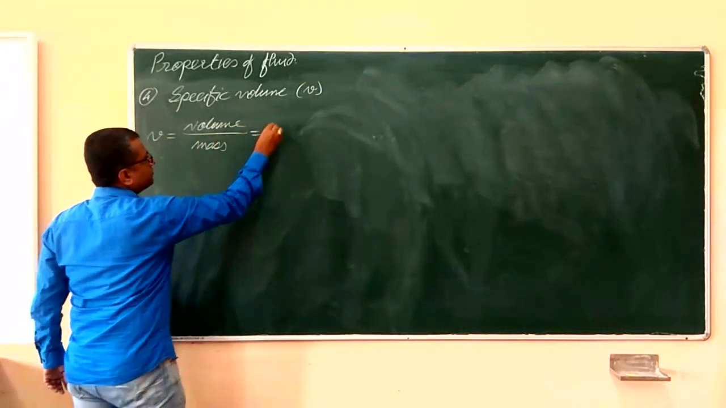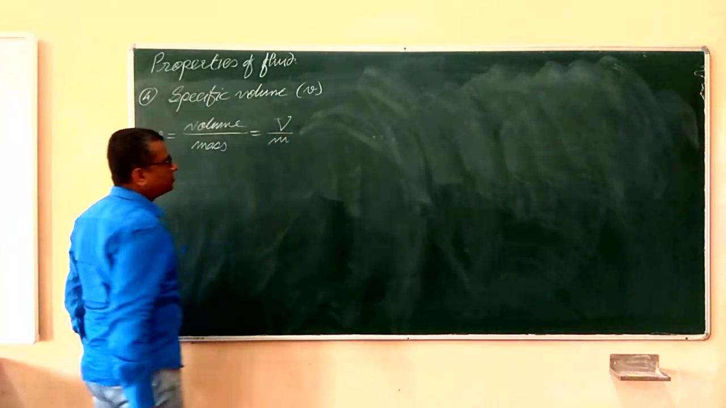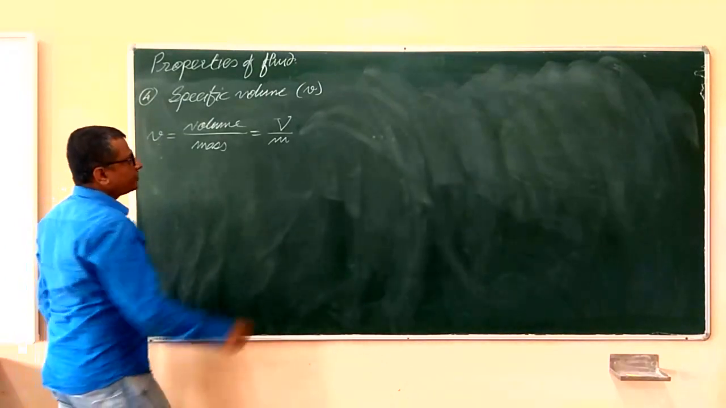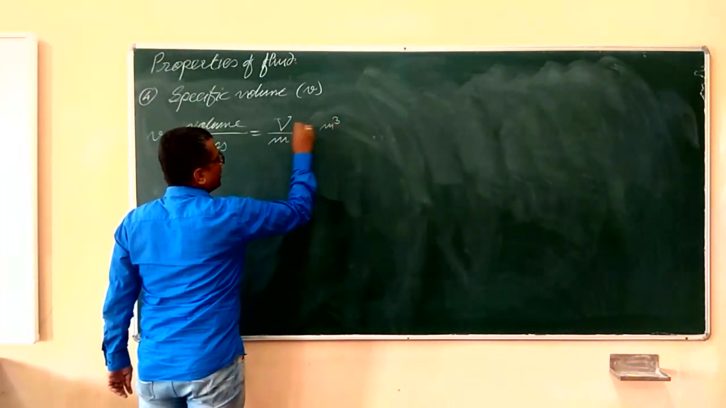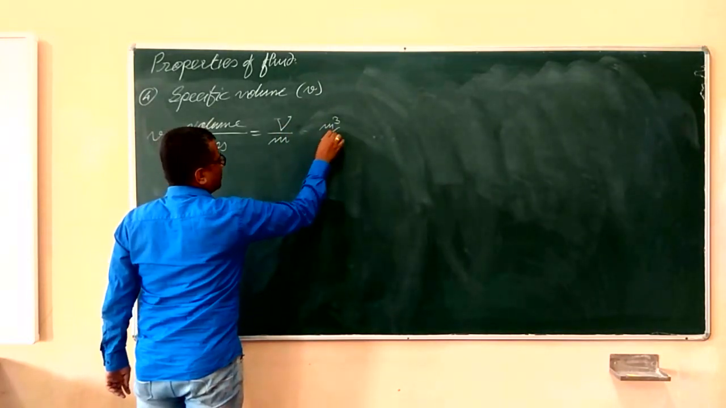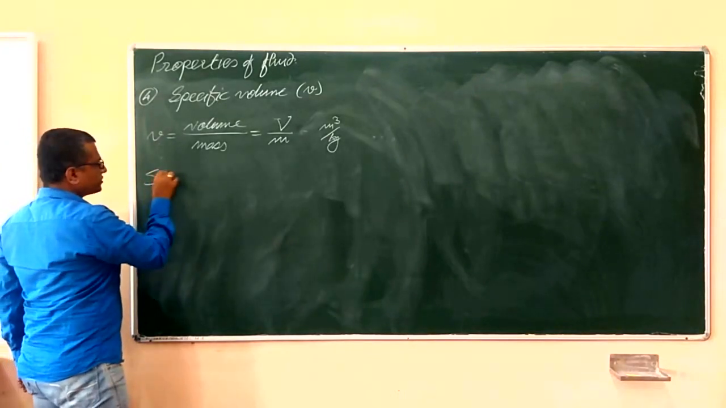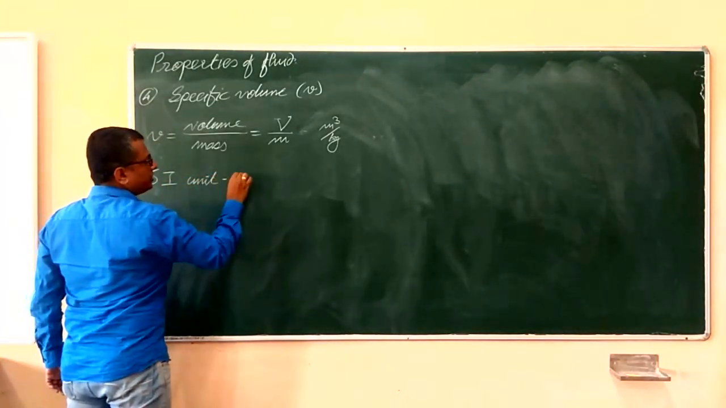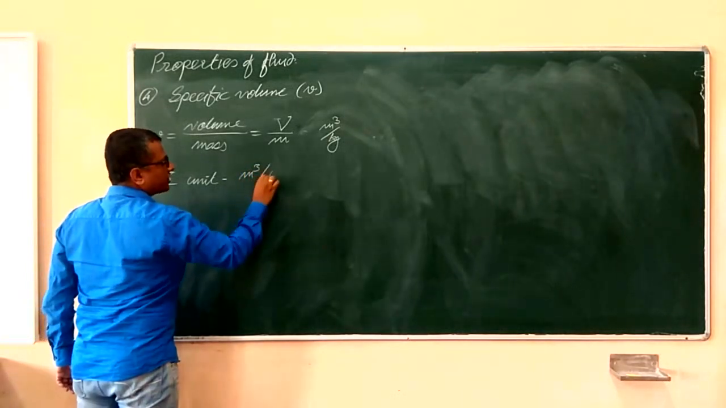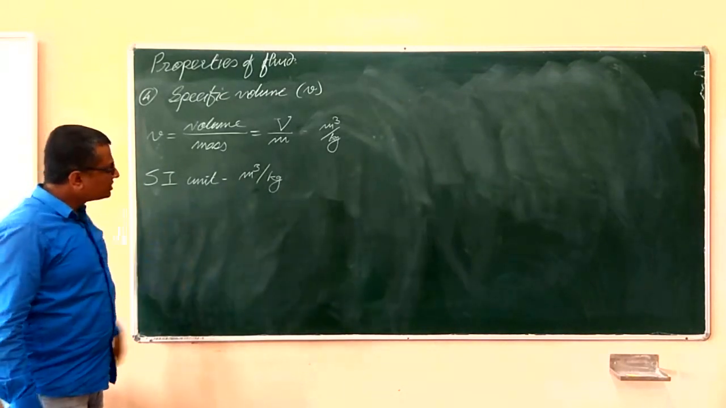It can be written simply as the total volume, capital V, divided by small m, which is the mass of the fluid. Volume is measured in meter cube and mass is measured in kilogram. So the SI unit used for the measurement of specific volume is meter cube per kg. What about the CGS unit?